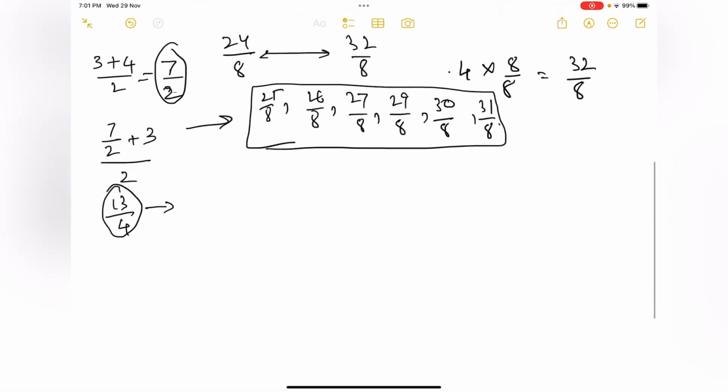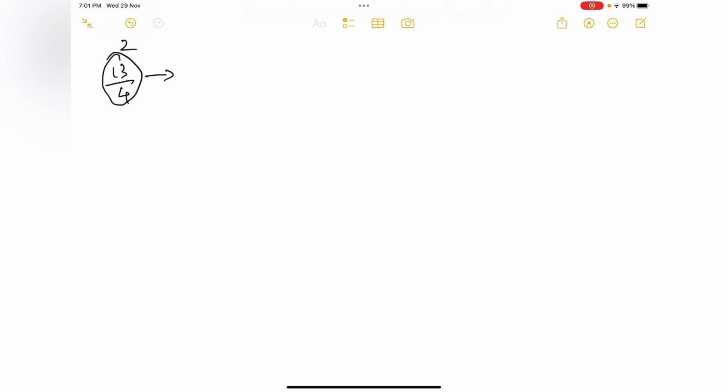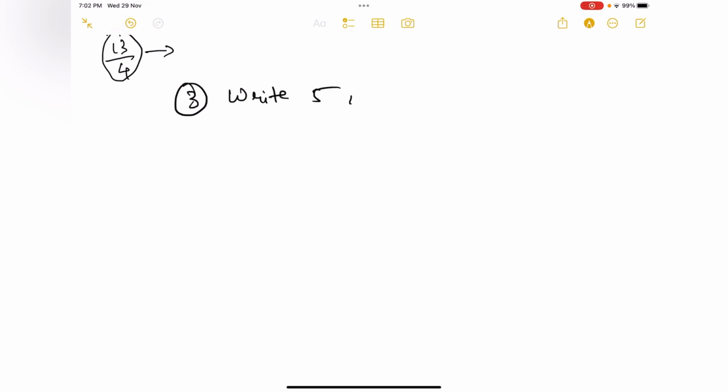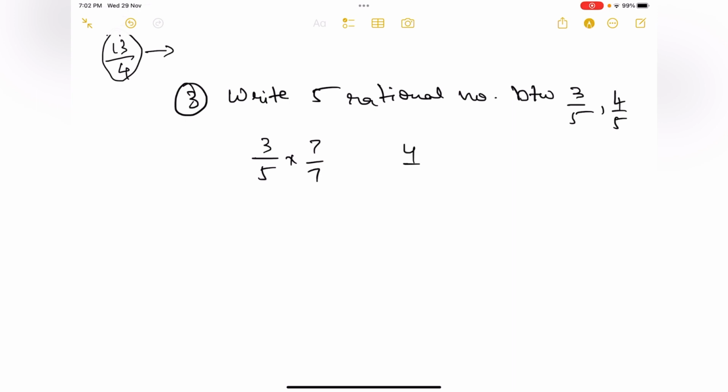Now, moving on, what is the next question? The third question is: write any 5 rational numbers between 3 by 5 and 4 by 5. You can follow the same method here. So 3 by 5 into 7 by 7, and 4 by 5 into 7 by 7, which is nothing but 21 by 35 and 28 by 35.